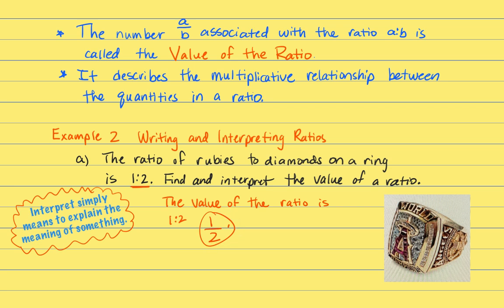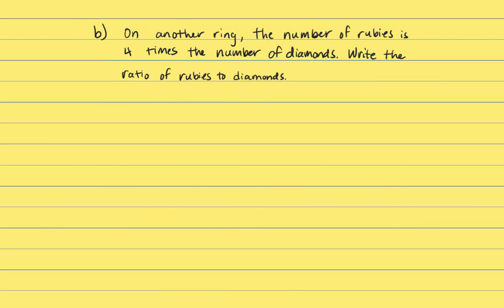Interpreting it just simply means the number of rubies is 1/2 times the number of diamonds. It's kind of confusing, but if you see how this is set up, I know it's a lot of writing, but it's worth trying to figure out how we interpret that. Interpreting it is this part right here. Finding the value is making it into that fraction. All right, let's try B.